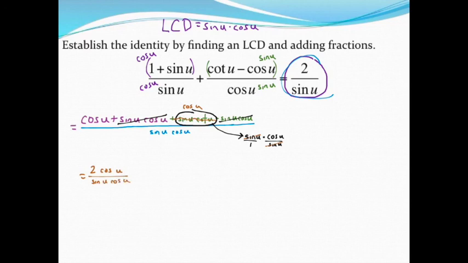Everything's being multiplied, so things are free to be canceled out if you have any common factors. And in fact, I do. I've got a cosine over a cosine, and just like that, we are now suddenly at the identity that we're trying to prove. So I end up with just a 2 over a sine of u, which is where I wanted to end up. So I got to my goal. I've established that identity by adding some fractions together.